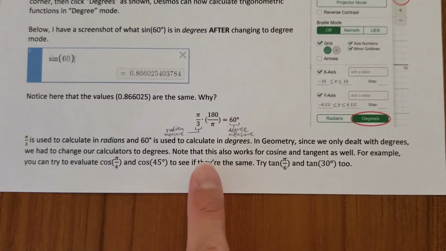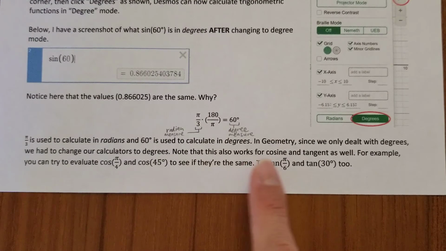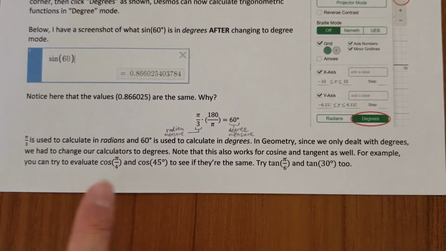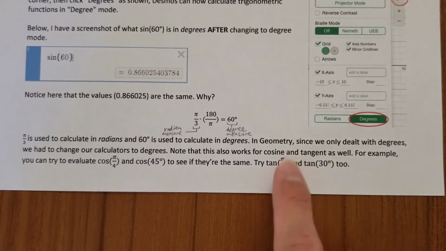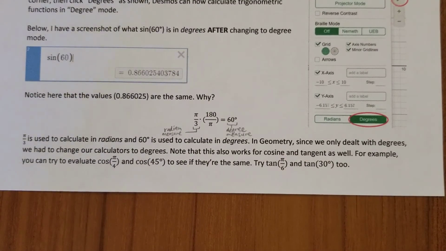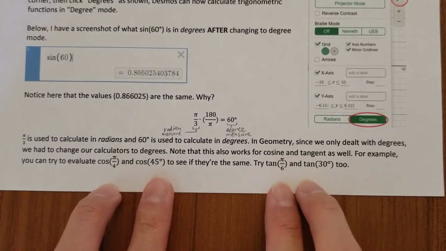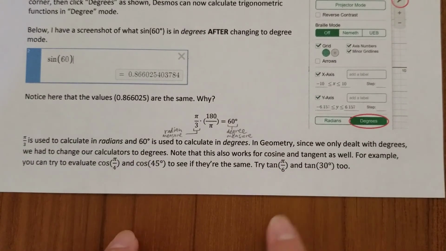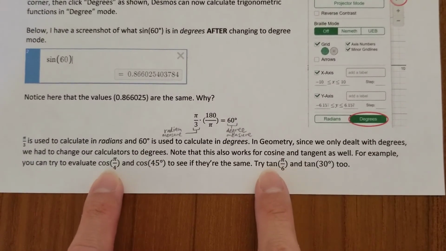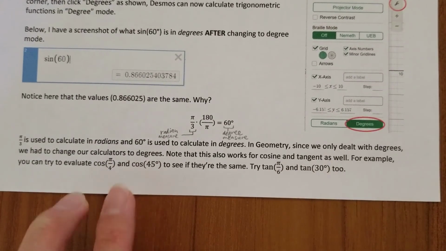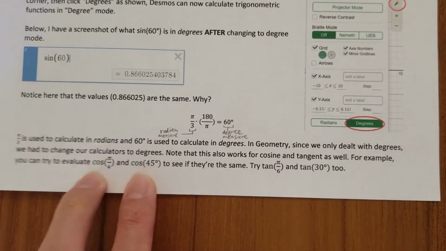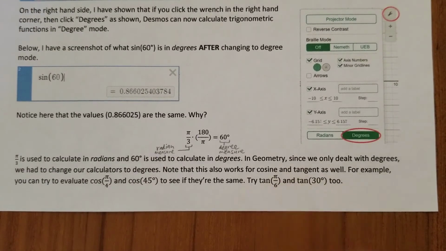So you can try all these other values that I have here. You can try cosine and tangent. See, pi over 4 should be the same thing as 45 degrees. Pi over 6 should be the same thing as 30 degrees. If you try this out in decimals, you're going to realize that these two have to be in radians, and these two must be in degrees in order for these to be equal to each other and these to be equal to each other. Okay, all right, hopefully that wasn't too confusing.